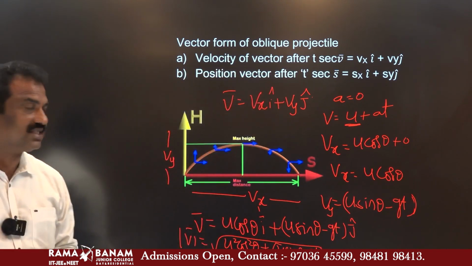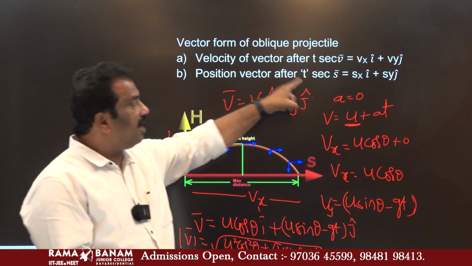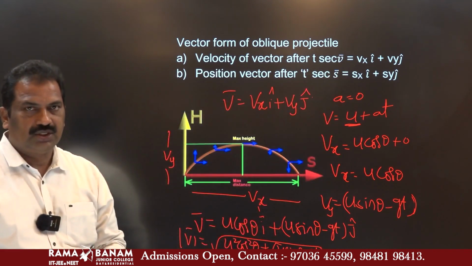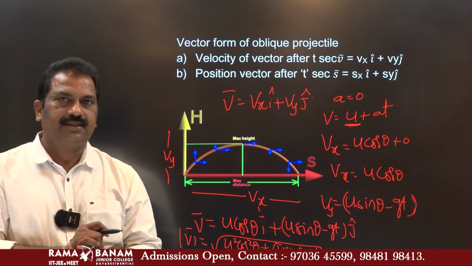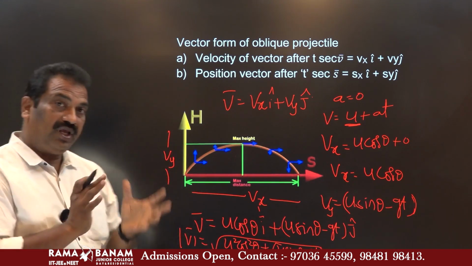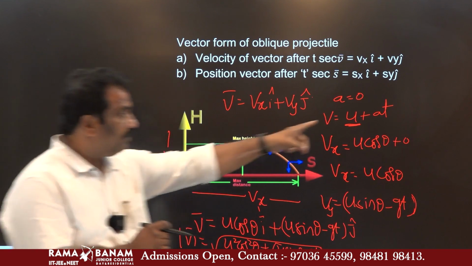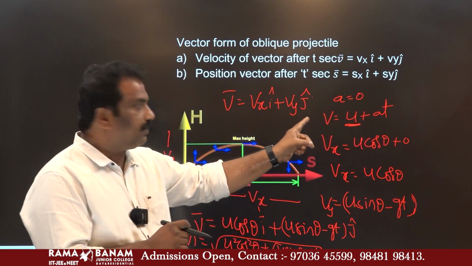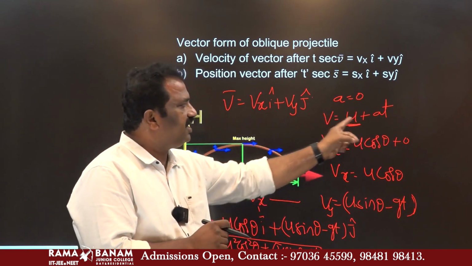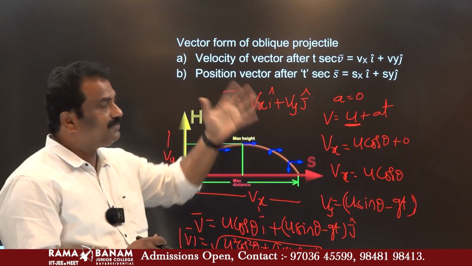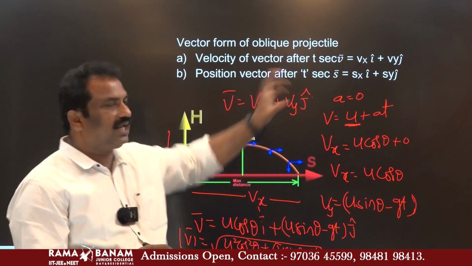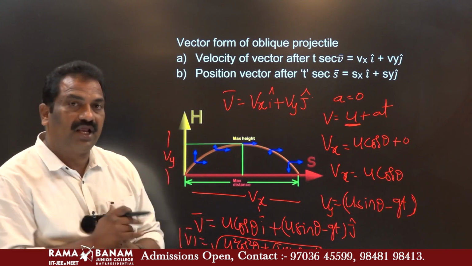Suppose the question is asking for the position vector after t seconds. In the general equations of motion, we remember the first term and the last term. Suppose velocity and time are given, we can use v is equal to u plus at. Here the displacement and time are given. By that, which formula are we using?